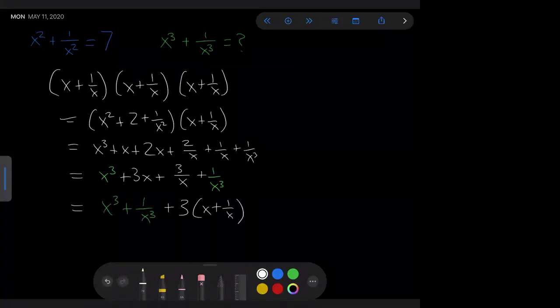And we said that this was going to be our original expression cubed, right? So this is equal to 27, because that's 3 cubed. This over here is equal to 3. So our green plus 3 times 3 is equal to 27. So therefore, x cubed plus 1 over x cubed is equal to 27 minus 9, which is equal to 18.